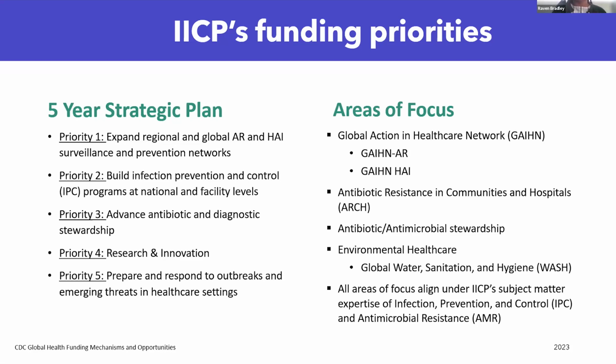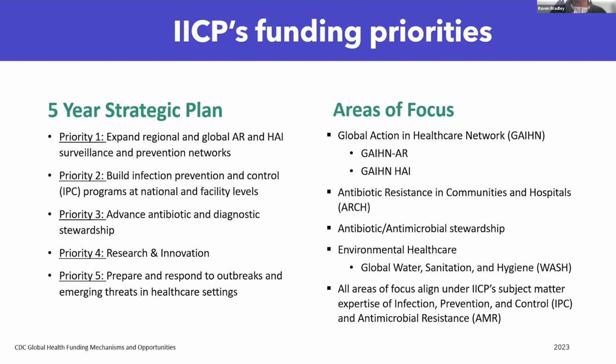Priority 3 is focused on building capacity for antibiotic and diagnostic stewardship programs. Priority 4 will be research and innovation, used to help identify effective strategies for AR and HAI surveillance and prevention in low and middle income countries. And lastly, priority number 5 is going to help us protect all by rapidly identifying and responding to outbreaks abroad. So within these strategic plan priority areas, here are some areas of focus that we really prioritize in our program. Please note, not limited to these, but this really does help us guide our funding.